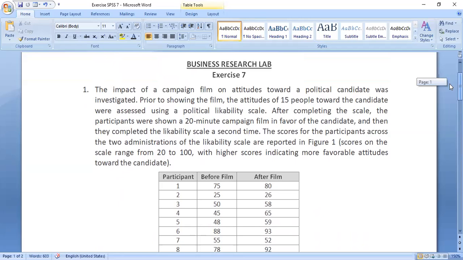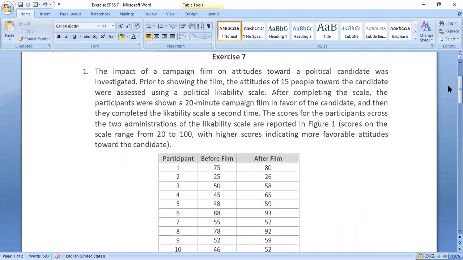it in SPSS. So coming to the question, the impact of a campaign film on attitudes toward a political candidate was investigated. Prior to showing the film, the attitude of 15 people towards the candidate was assessed using a political likability scale. After completing the scale, the participants were shown a 20-minute campaign film in favor of the candidate, and then they completed the likability scale a second time. The scores for participants across the two administrations of the likability scale are reported in figure 1. Scores range from 20 to 100, with higher scores indicating a more favorable attitude towards the candidate.